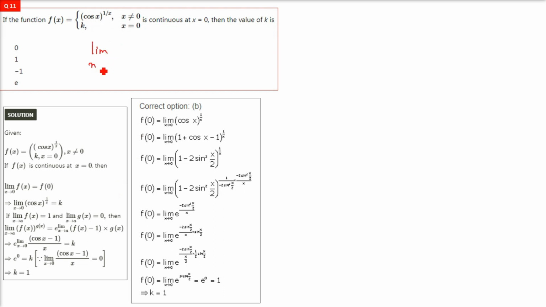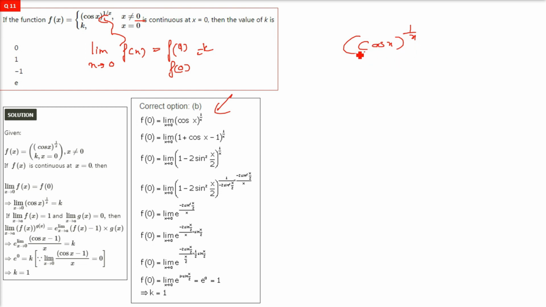So basically, the limit as x tends to a, which is actually 0 here, of f(x). When you are taking x tends to 0, because it is not equal to 0, you will take cos x raised to 1 by x, and f(a) is f(0), which is equal to k. So the limit has to be equated to k. So cos x raised to 1 by x. How are we going to solve this?